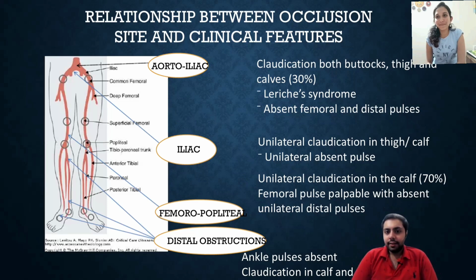So aortoiliac, as I said, 30%. There is something called Leriche syndrome. In this, pain will be there, then erectile dysfunction will be there, and claudication, as I said, with absent femoral and distal pulses. Again, iliac, we have the unilateral claudication in the thigh and calf, and at the ankle the pulses will be absent, with claudication in the calf muscle.